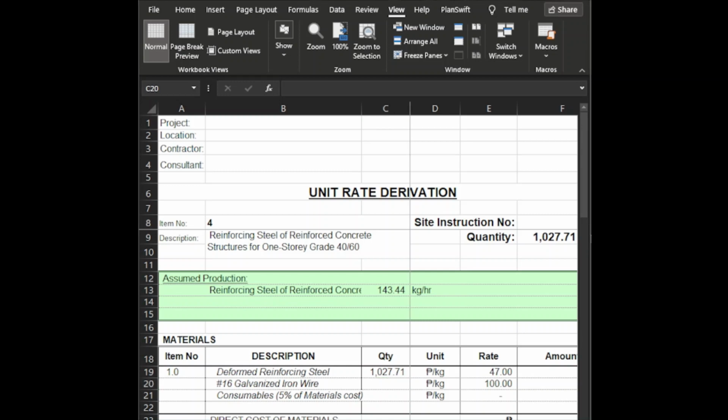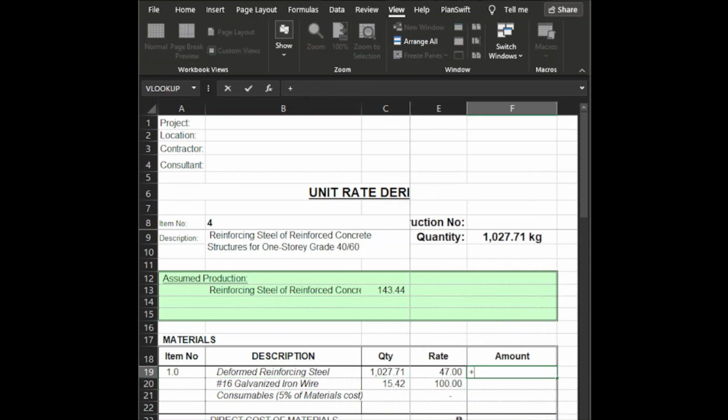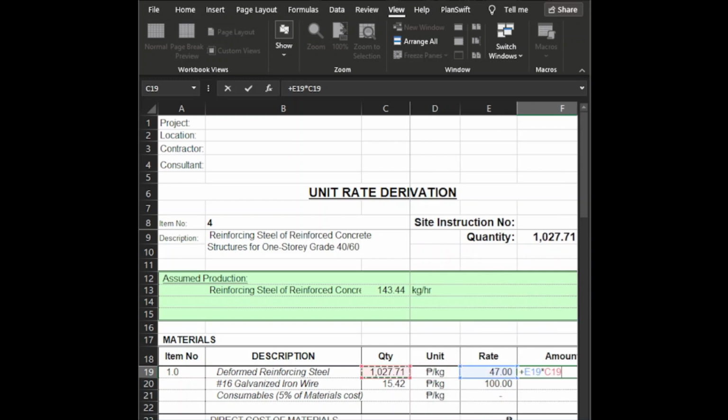So for the tie wire, we will multiply 1.5%, 0.015 times the quantity. So this is our kilogram of galvanized iron that we are going to include. Okay, now we'll just multiply here the quantity.